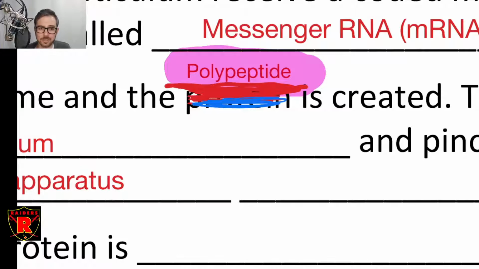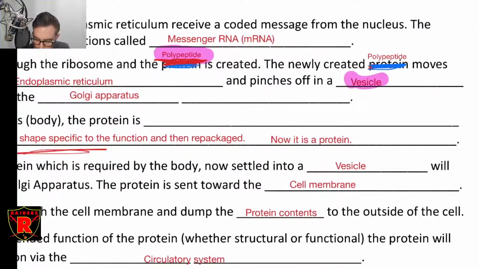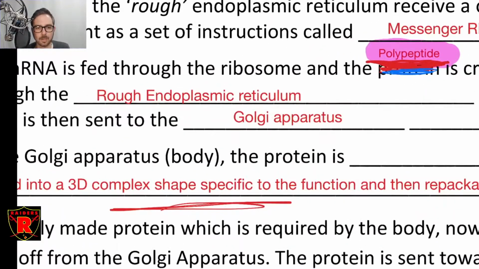So at this point in the sequence, it hasn't done any of that final modification. Yes, exactly. So we would still call it a polypeptide. Okay, so then the newly created polypeptide gets moved through the rough ER. It's actually going to get transported through the ER. That's one of the functions of the ER, to transport molecules around the cell.